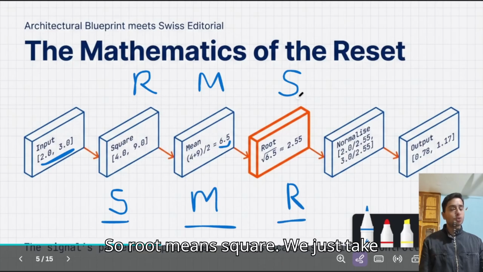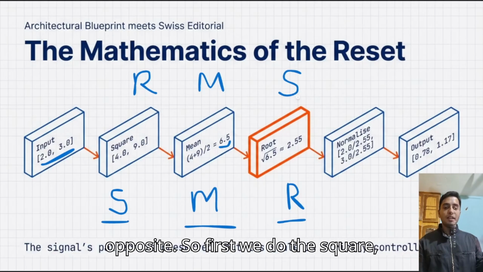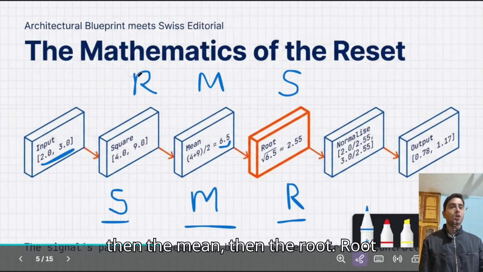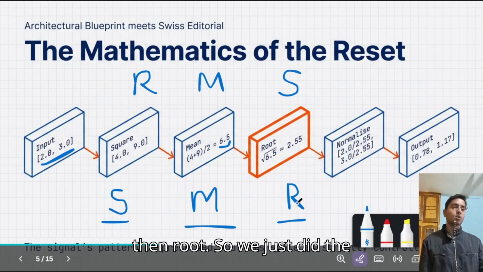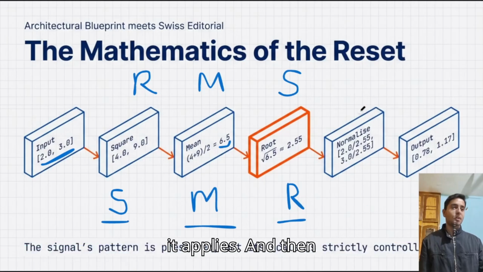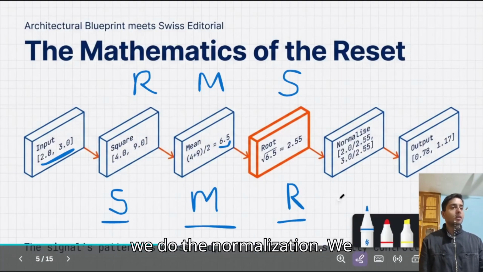So root mean square, we just apply it opposite. First we do the square, then the mean, then the root. Root mean square: first square, then mean, then root. So we just did the opposite of the name. Yeah, that's how it applies. And then we do the normalization.